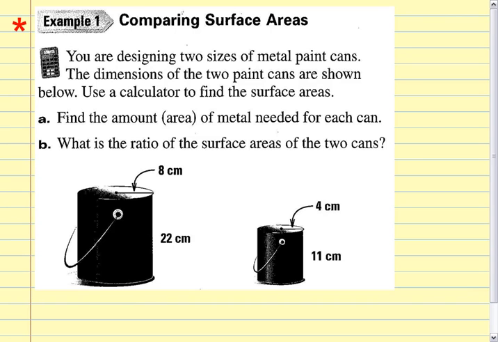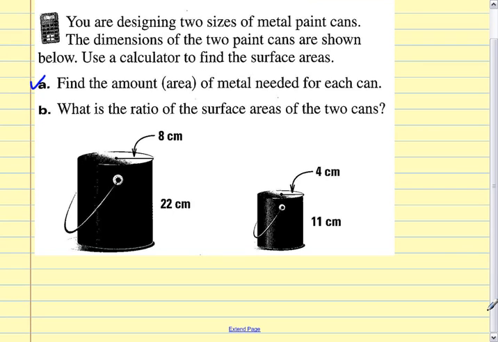Okay, folks. Now, we've got two cylinders here in the form of these cans. And A asks us to find the amount of area of metal needed for each can. Okay, now this is in black and white. I'm going to outline this one in blue. There's our cylinder. Isn't it nice? It's a paint can. Okay. Nice. This one I'm going to outline in green. They want us to find the surface area for each one of these things.